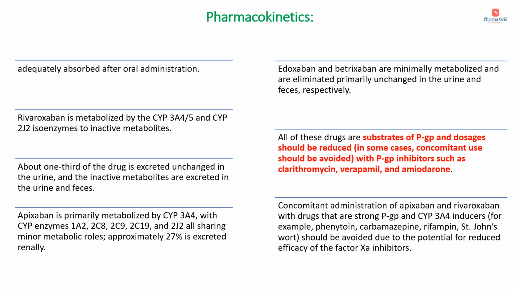Edoxaban and betrixaban are minimally metabolized and are eliminated primarily unchanged in the urine and feces respectively. All of these drugs are substrates of P-glycoprotein and dosages should be reduced. In some cases, concomitant use should be avoided with a P-glycoprotein inhibitor. Examples of P-glycoprotein inhibitors include clarithromycin, verapamil and amiodarone.